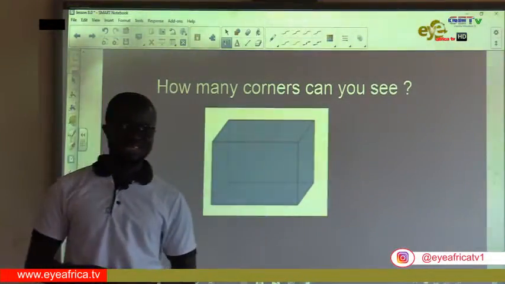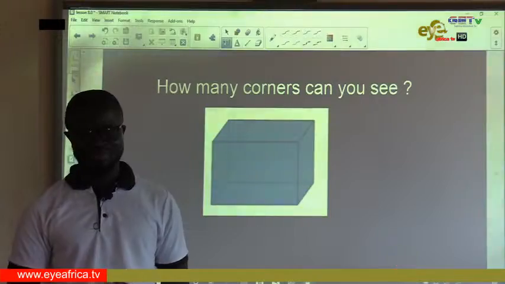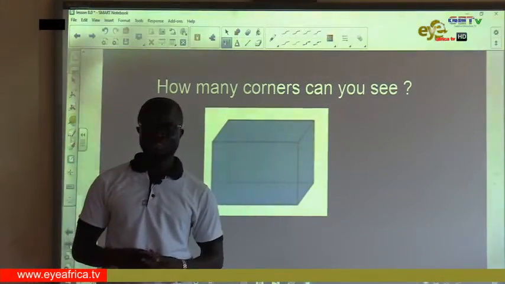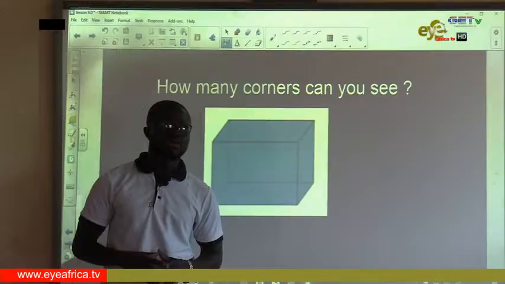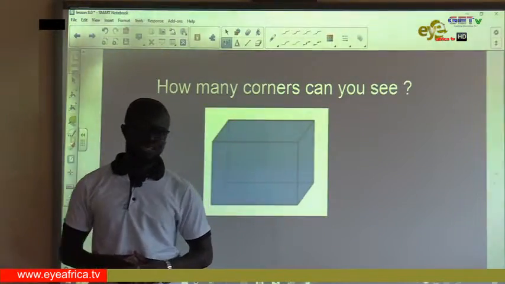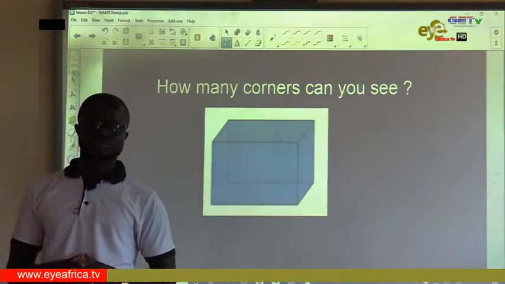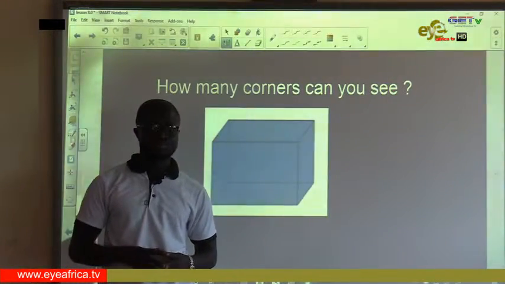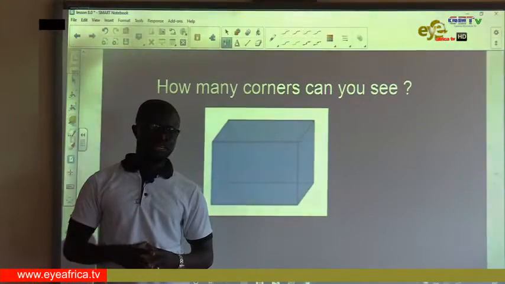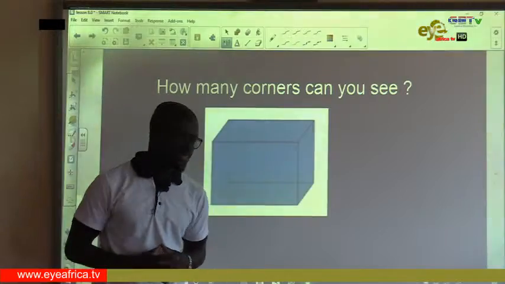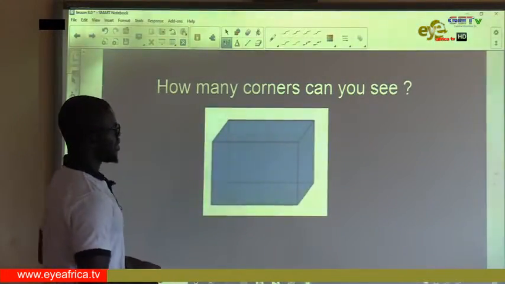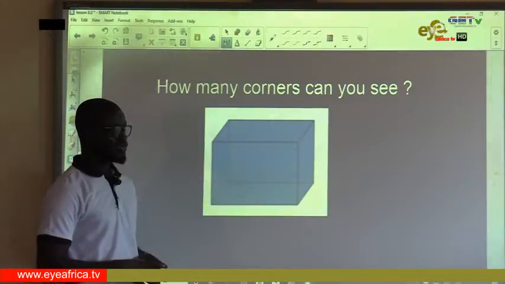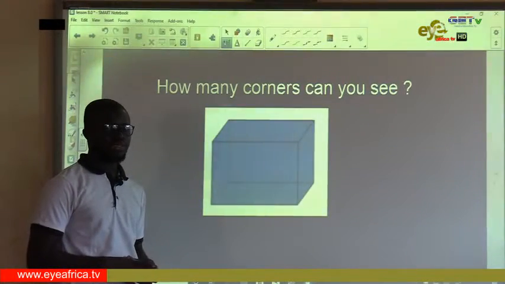We have another shape on the screen. In our previous slides, I made mention about this shape. What shape are you seeing on the screen? For those listening, the shape on the screen is a cuboid.